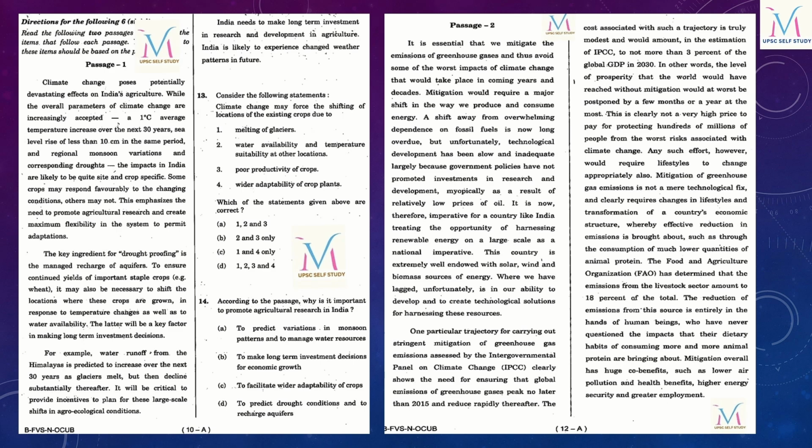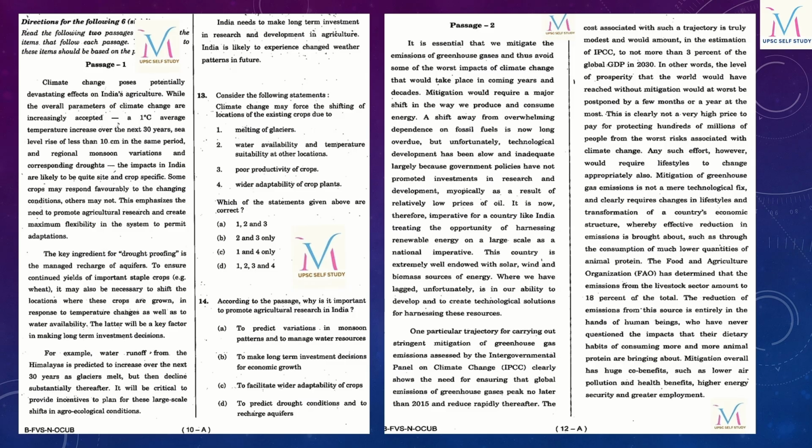coming to the passage, it is essential that we mitigate the emission of greenhouse gases and thus avoid some of the worst impacts of climate change that would take place in the coming years. So mitigation means the action of reducing the seriousness of something. Okay, so reducing the seriousness. Okay, and this passage is completely for climatic change. Okay, greenhouse gases and so on.